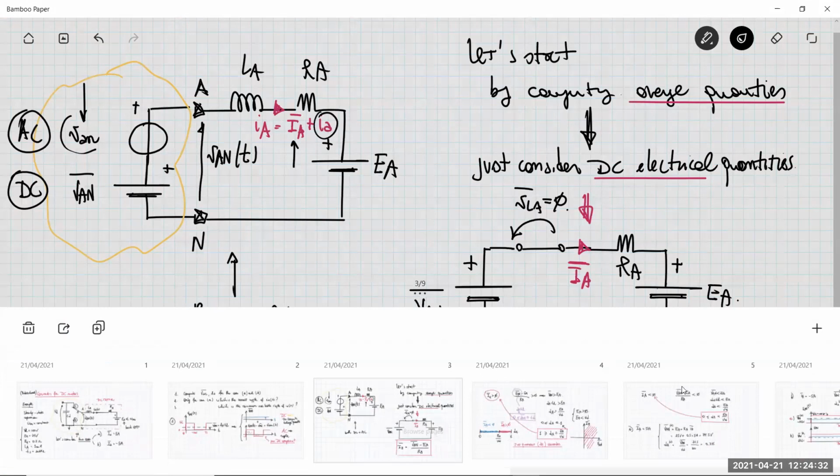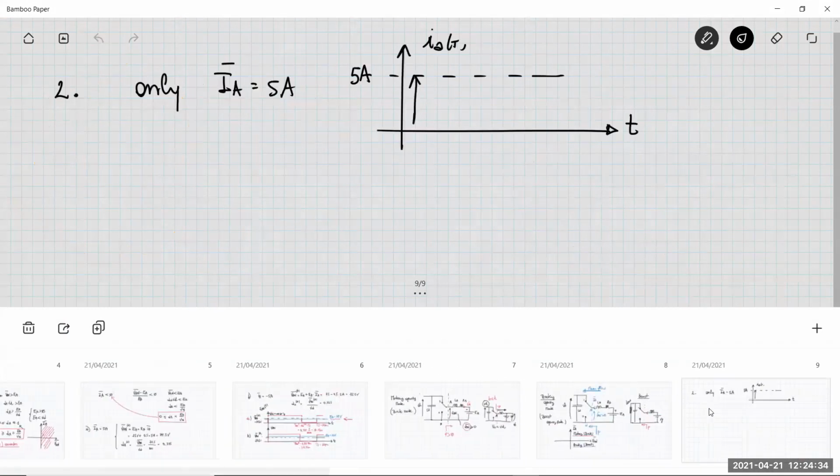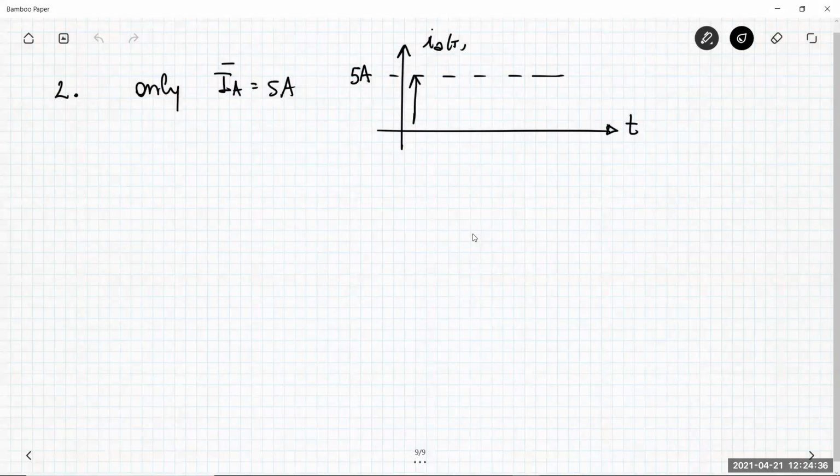So for computing the ripple, let's use the circuit in which, by the superposition principle, I just consider the AC contribution and no more the DC part. So let's consider AC quantities.